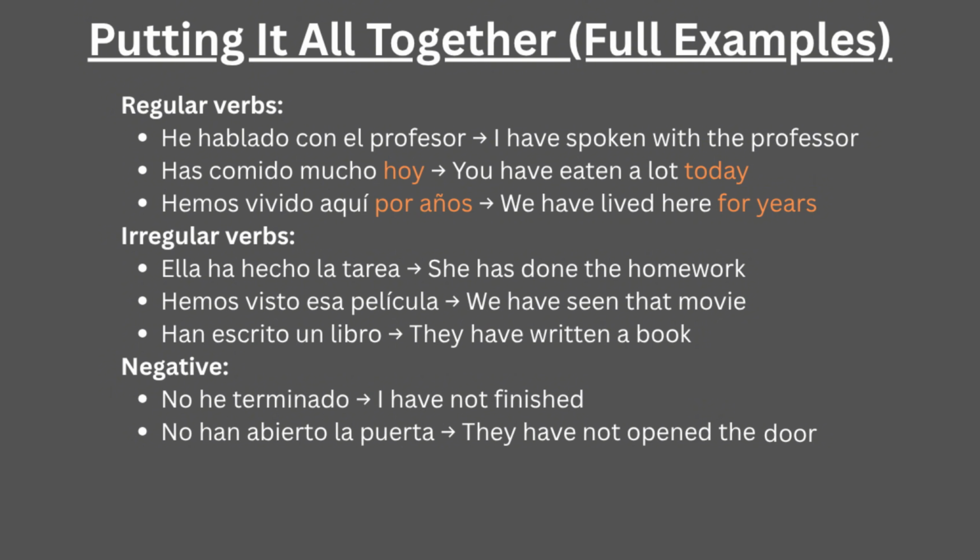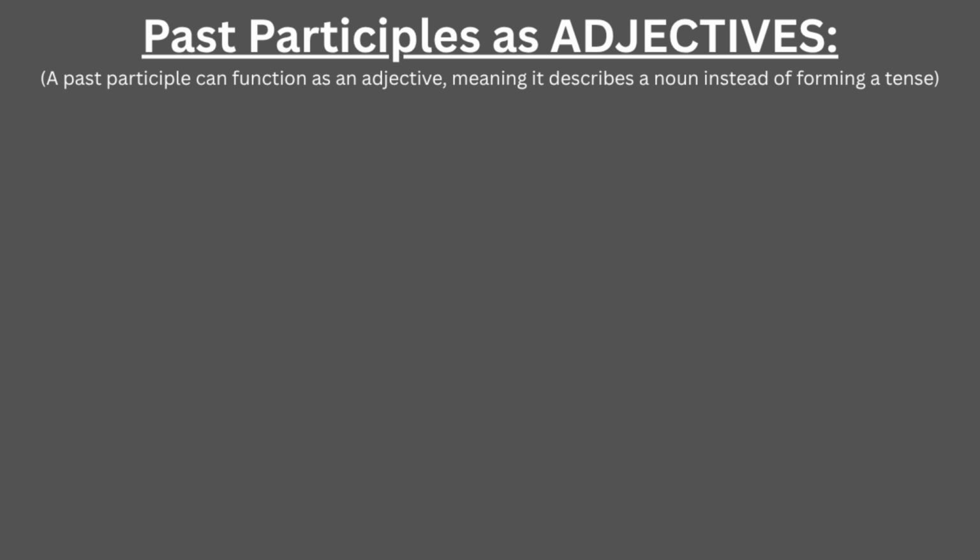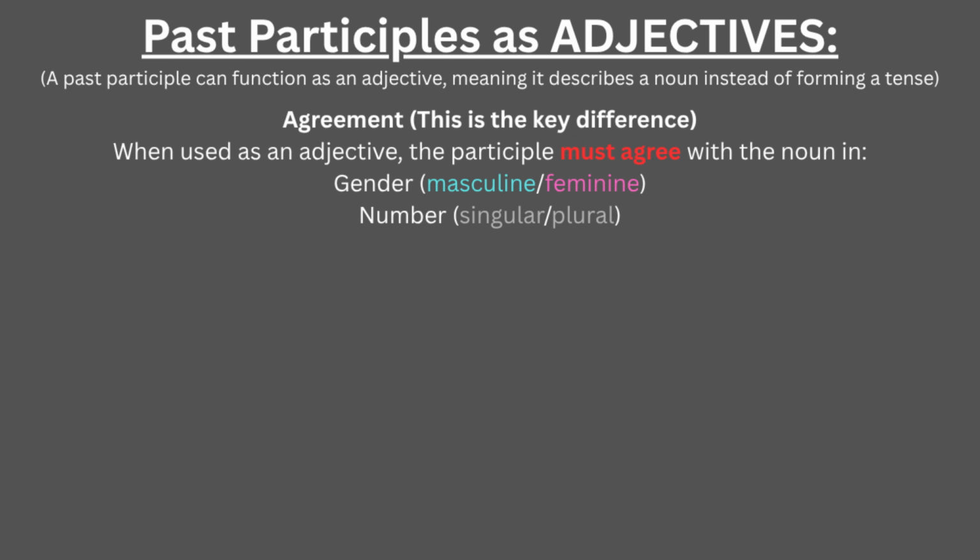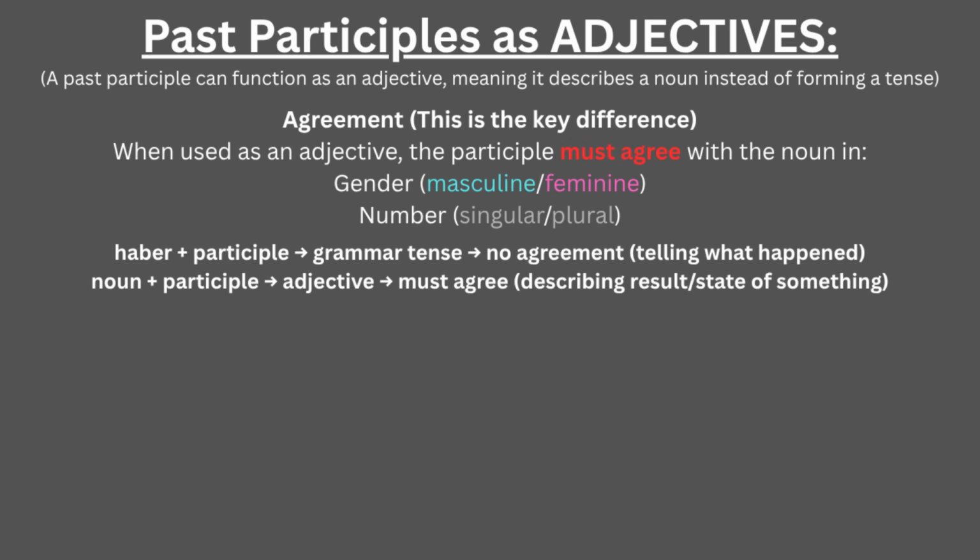Overall, this is how it works, but in this lesson, it's important to consider another use of past participles. In Spanish, a participle can function as an adjective and describe a noun instead of forming a tense. When a participle is an adjective, it must agree in gender and number, which works like any other adjective. The key difference is that the present perfect is a grammatical tense that has haber, a participle, and no agreement, while an adjective agrees in gender and number.